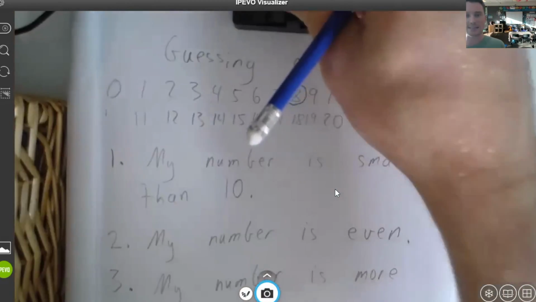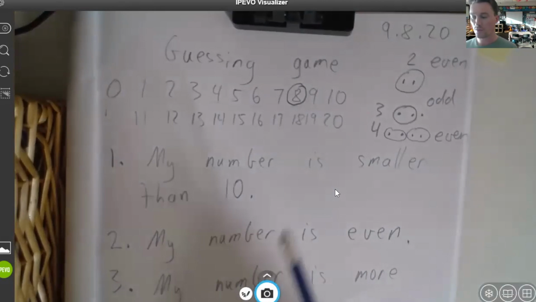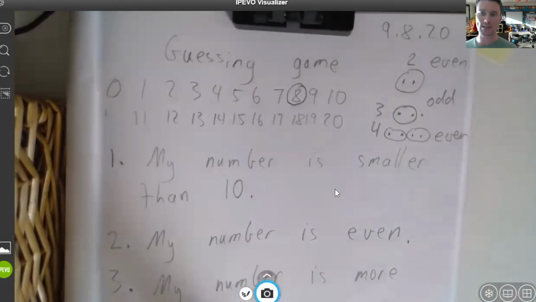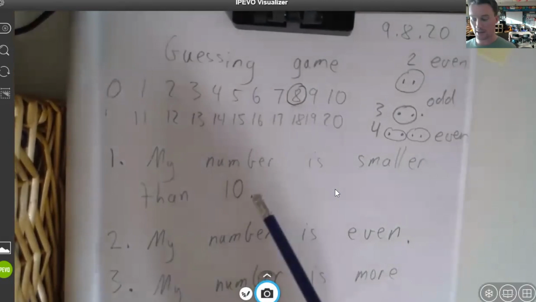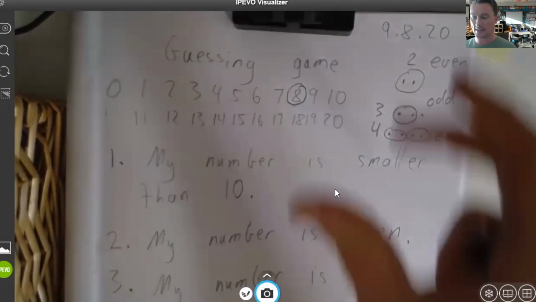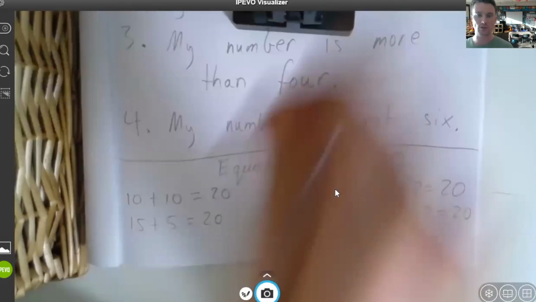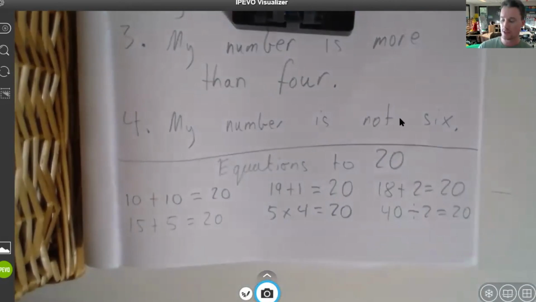So quick recap on what we've done today. We've done the heading, guessing game, and we've done the date. We've written out numbers 0 to 20 just to help us. We've chosen a number. We've written 4 different clues about that number. And then we've written down lots of different equations where the answer is 20. And that's it. So take your time, go through, have a bit of fun.